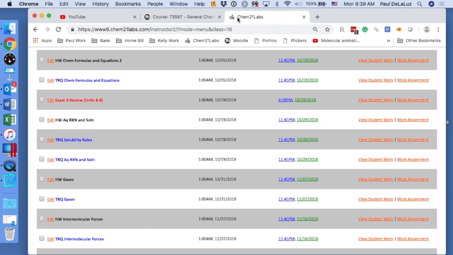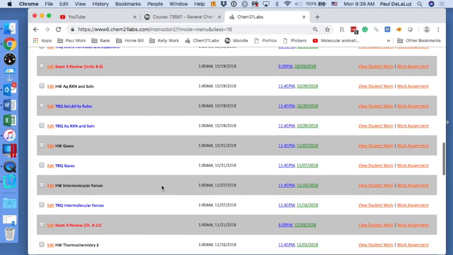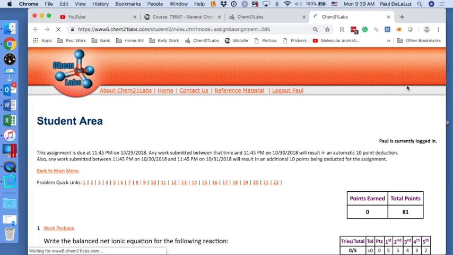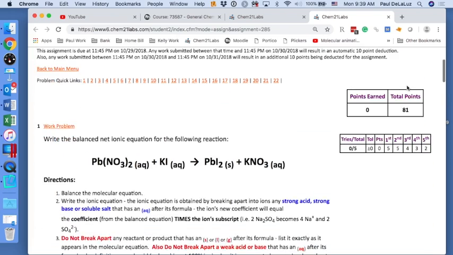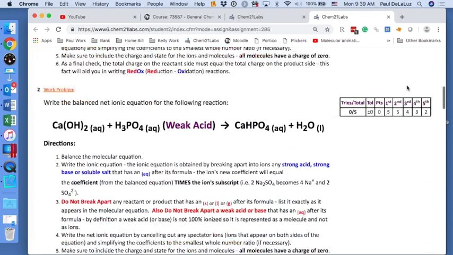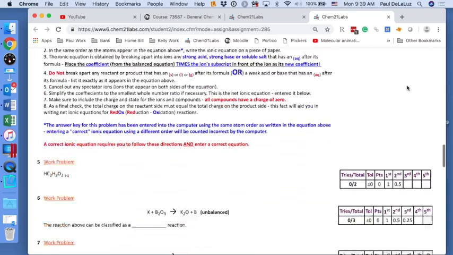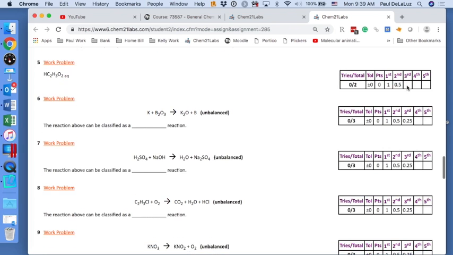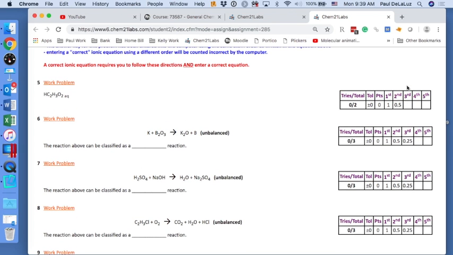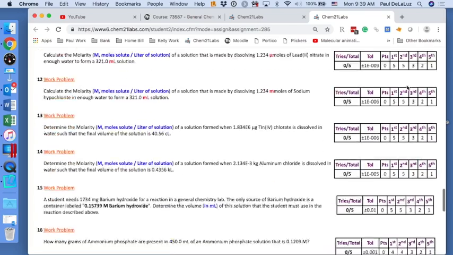Let's look at CHEM-111 real quick. All right, not thermochemistry yet. Solubility rules. So you've got 2 TRQs for this chapter and 1 homework. Okay. All right, number 1 is a net ionic equation. Number 2 is a net ionic equation. Number 3 is a net ionic equation. 4 is a net ionic equation. All right. Oh, and then they're going to classify them.